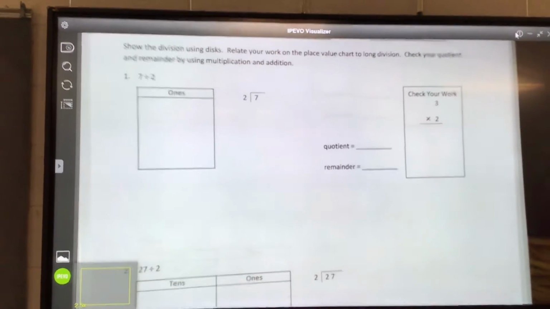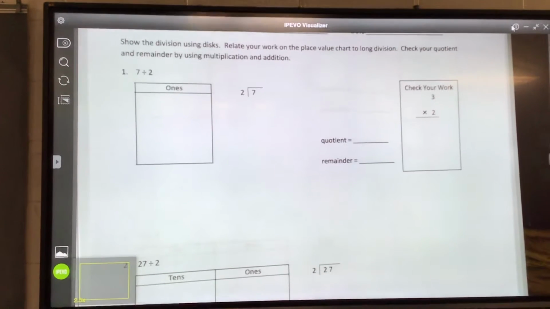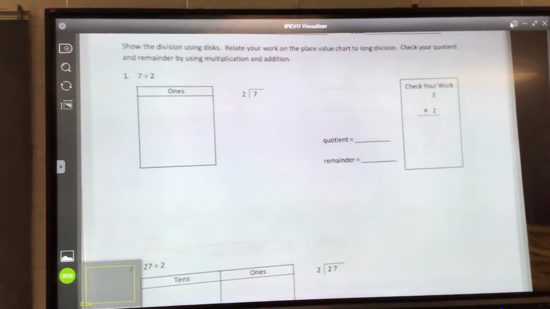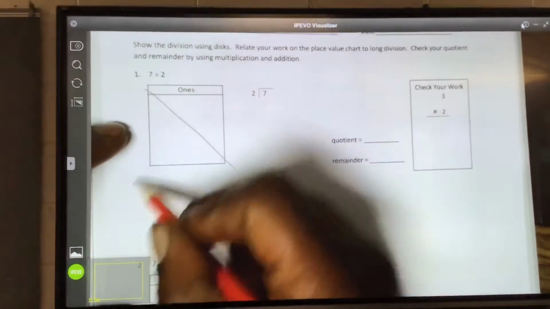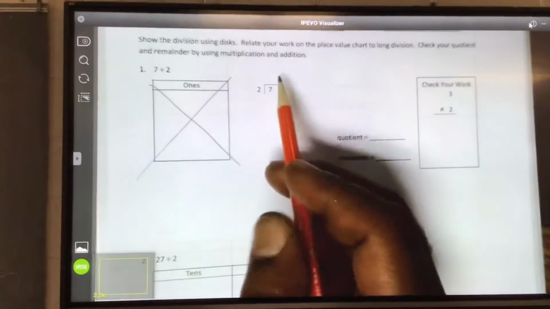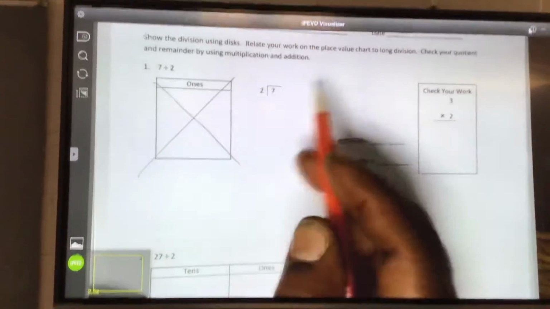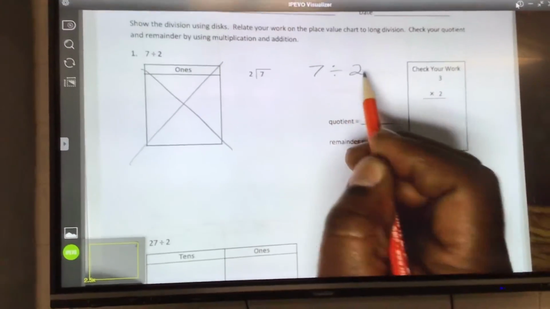Today's lesson is lesson 16. We're not going to be doing the division using the chart. We're still going to do the array and Big 7. So if you look at it, it says 7 divided by 2.